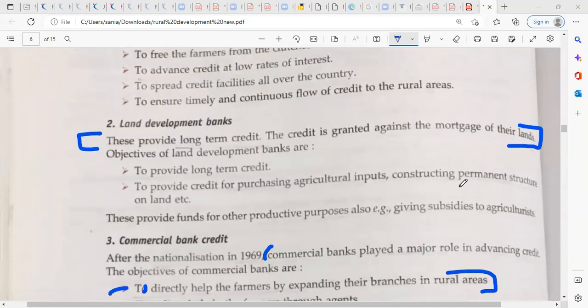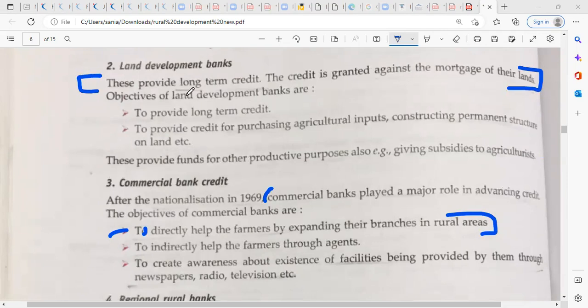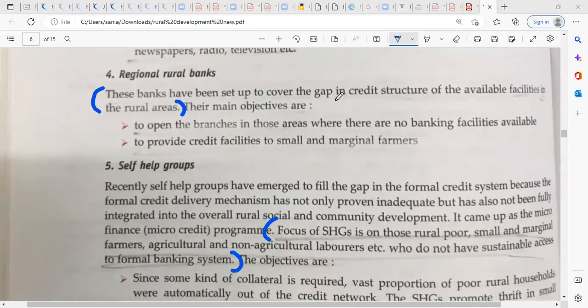Now, after this, land development and the commercial bank credit. Done? Yes, ma'am. Then regional bank and the self-help group. Done? Yes, ma'am.